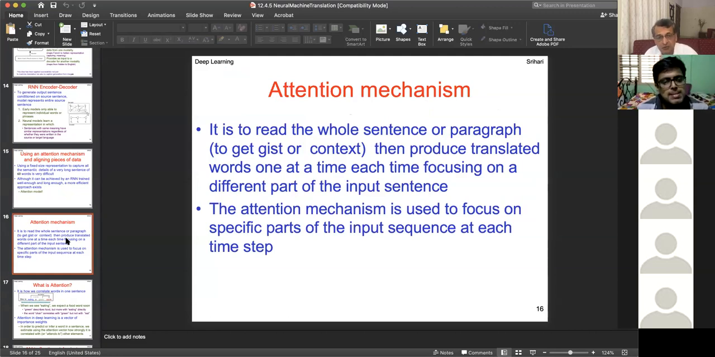So the attention mechanism, what do we want to get a sense for? It is to read the whole sentence or paragraph to get a gist or the context, and then produce translated words one at a time, each time focusing on a different part of the input sentence. So we have read a long sentence and we know what it's talking about. Now we say, okay, let's do the translation, and we know the context in which all this is happening. The attention mechanism is used to focus on specific parts of the input sentence at each time step. The translation is not going to be literal. We're looking at what a word means in this context. I have an example on the next slide.